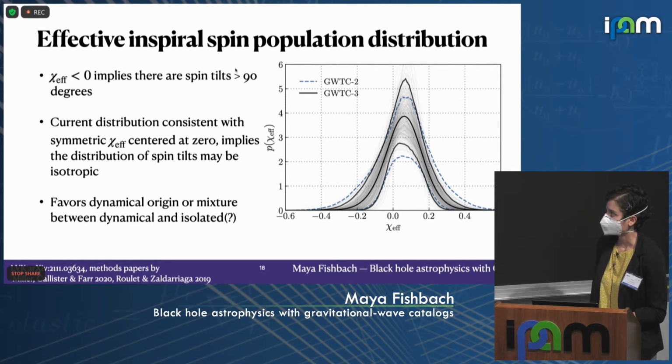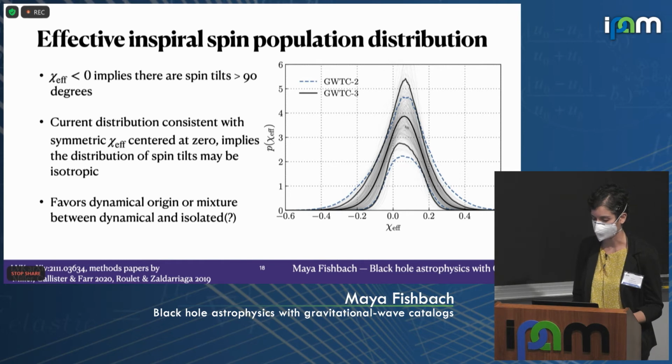And so a first thing you could do is to just fit a Gaussian to this effective inspiral spin. In this plot, it shows the inferred distribution of this effective inspiral spin in GWTC-2 in the dotted blue lines, and then the updated result in GWTC-3 in black. And you can see that there's some preference for the peak of this distribution to be greater than 0, but it's also consistent with being centered at 0.